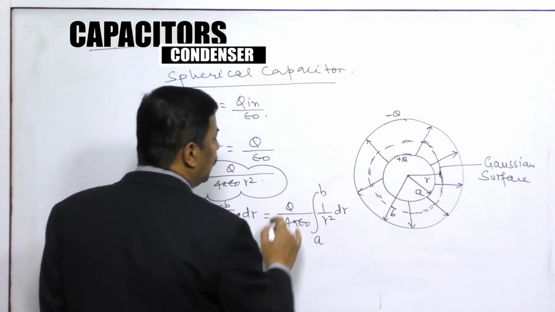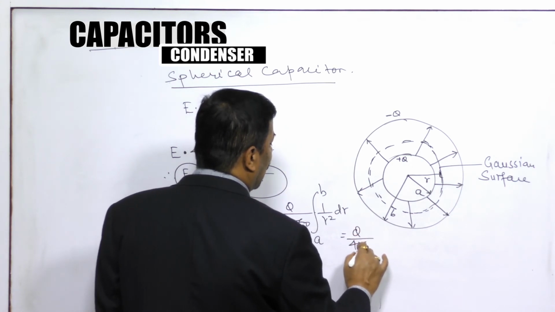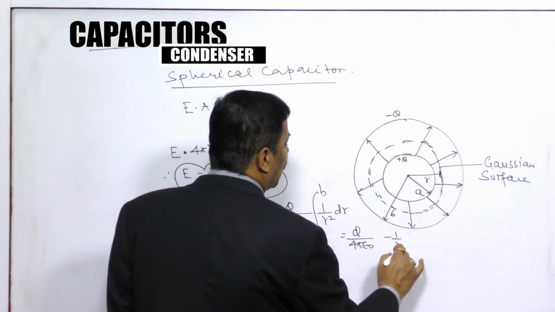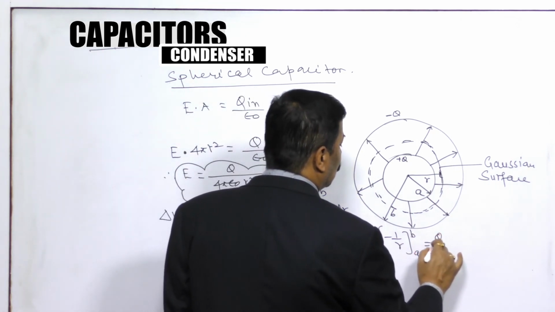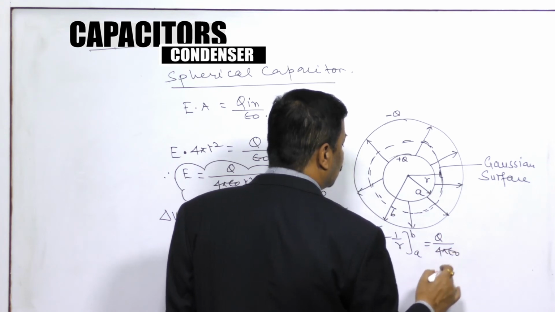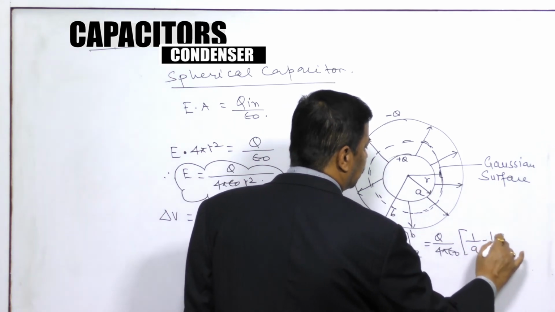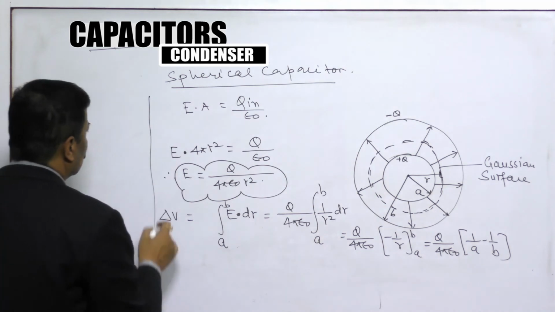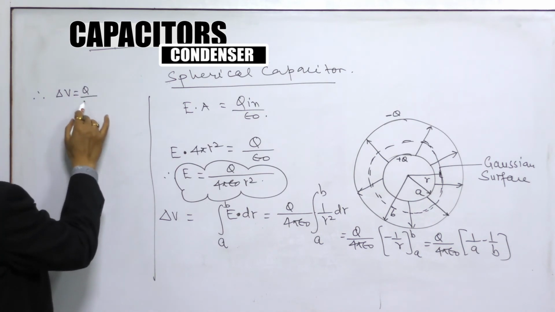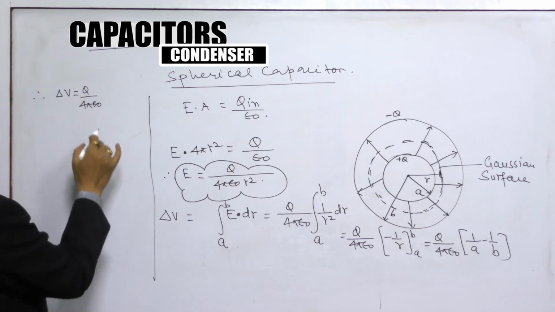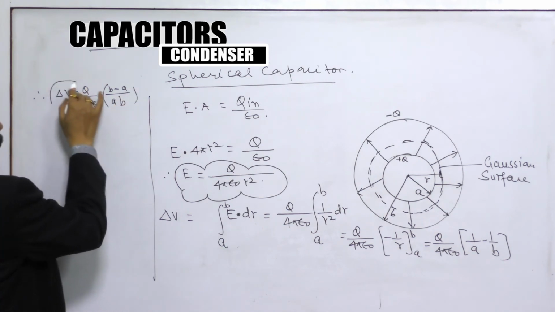from A to B, and this is giving you Q by 4 pi epsilon naught, minus 1 by r from A to B, and this is giving you Q by 4 pi epsilon naught, 1 by A minus 1 by B. So therefore delta V is equal to Q by 4 pi epsilon naught, B minus A by AB. This is the value we have got for potential difference.